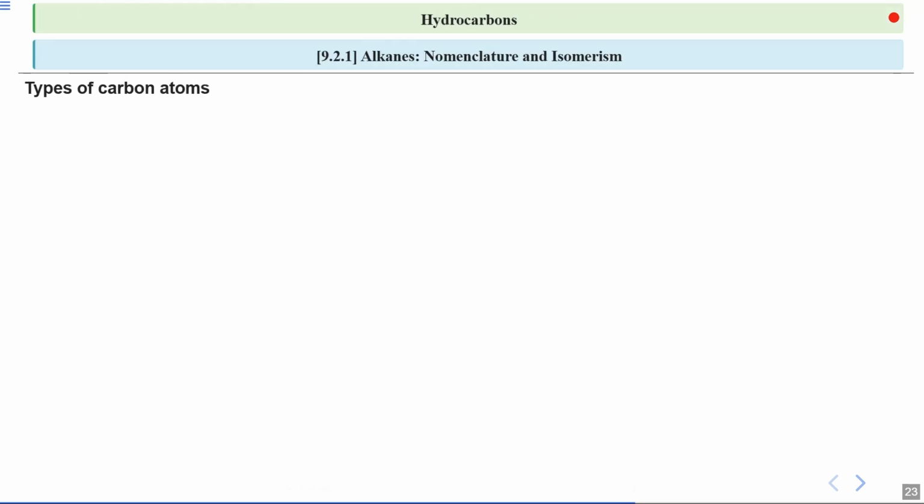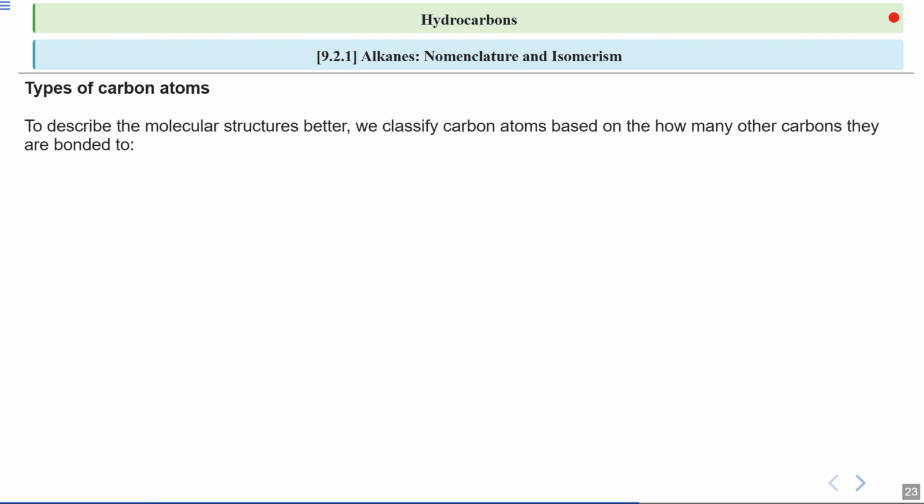Now next, we will move on to types of carbon atoms. Here we are going to classify carbon atoms based on the number of other carbon atoms they are bonded to. This classification helps us in describing the molecular structure more precisely. The first type is a primary carbon atom. This is a carbon atom that is attached to only one other carbon atom. Think of it as a carbon atom at the end of a chain.